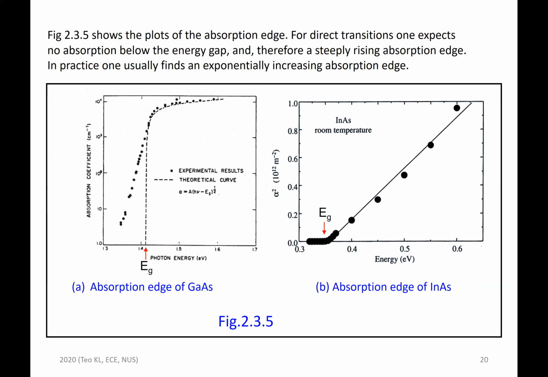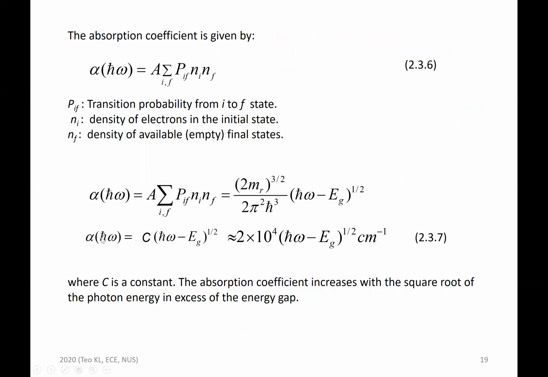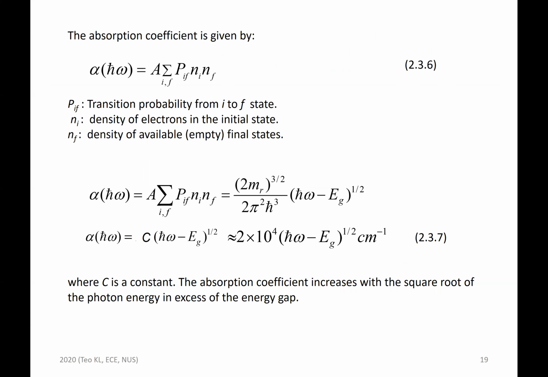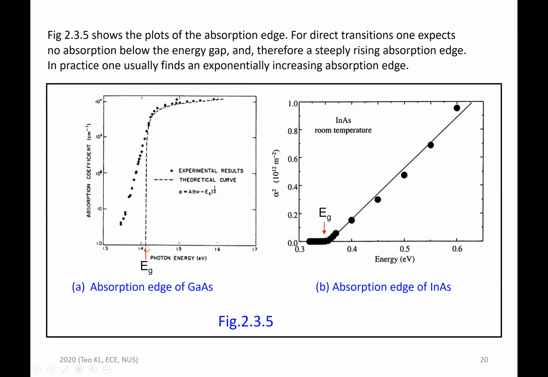This figure shows the plot of the absorption coefficient as a function of photon energy. The solid circles here are the experimental results, and the dashed curve is the theoretical curve. This is plotted for the absorption of gallium arsenide. Based on this equation, it goes as a square root dependence, so if I fit this equation to the experimental result, it will go like this. At the point where h bar omega is equal to the band gap value, the absorption will be 0. So this part should give me the band gap.